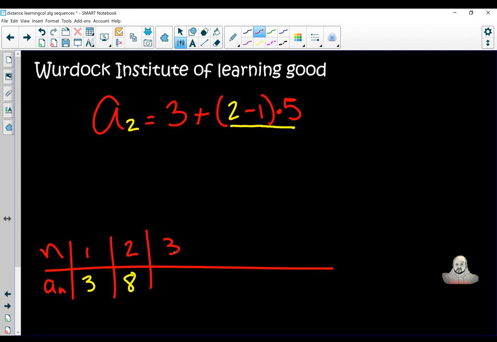The third term, this will kind of tell us a whole bunch. It's annoying. When you put a 3 in there, you get 3 minus 1 is 2. 2 times 5 is 10. 10 plus 3 is 13. So hopefully we can see here you're just adding 5 each time.